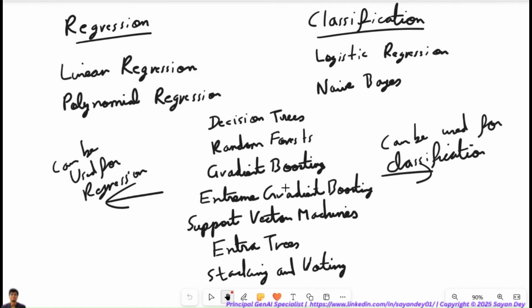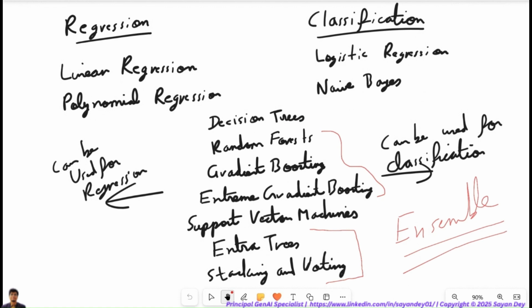Just to clarify, decision tree is an individual model, but if you look at these approaches, especially random forest, gradient boosting, extreme gradient boosting, extra trees, stacking and voting, these five algorithms are what we refer to as ensemble algorithms. Generally, they tend to perform very, very well. Result wise, these are the gold standards. And out of all of these, gradient boosting is an absolute gold standard.